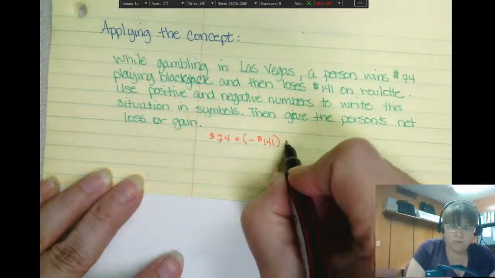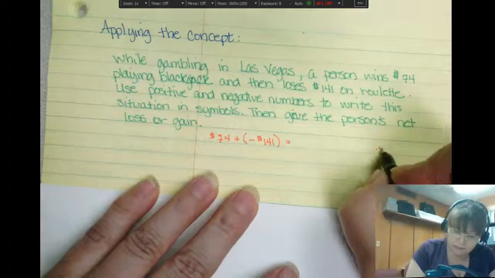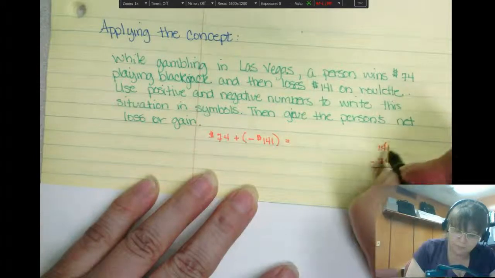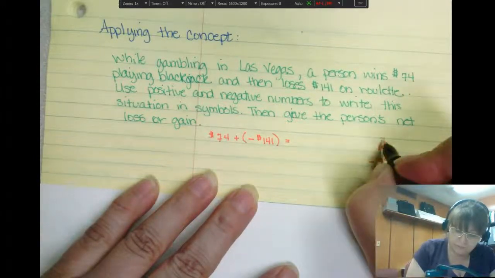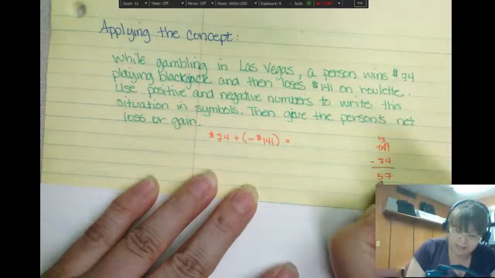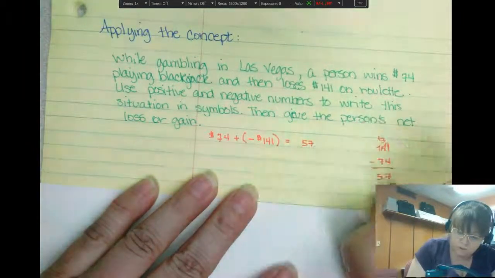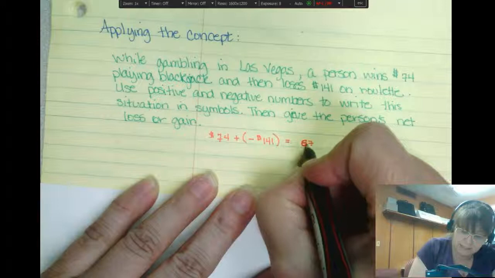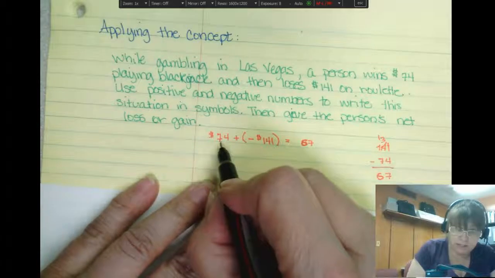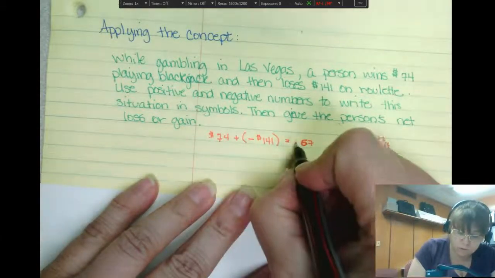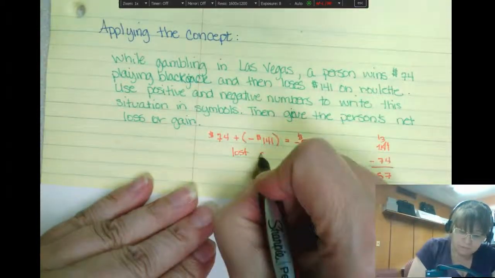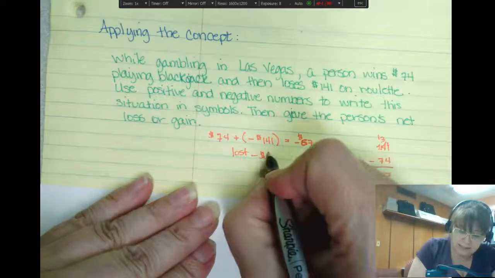What does that equal? Right, so off to the side, I'm going to say 141 minus 74, borrow from the 4, it's 67, but the 141 was larger, a bigger number than 74, so it must be negative. So they lost $67.